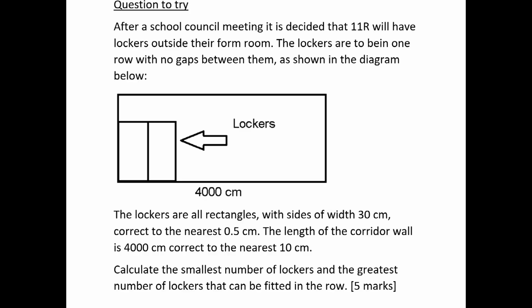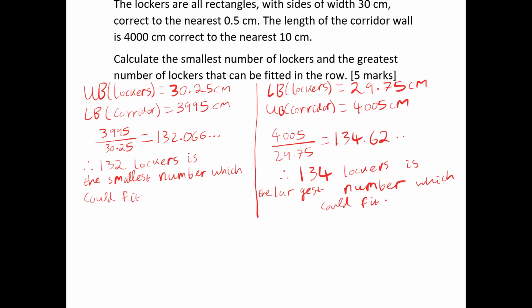Here's a question for you to try. Please pause the video now and have a go at it, and when you're ready for the answers, press play. Okay, let's go through the answers. The smallest number of lockers that could fit should be 132, and the largest number of lockers that could fit is 134.